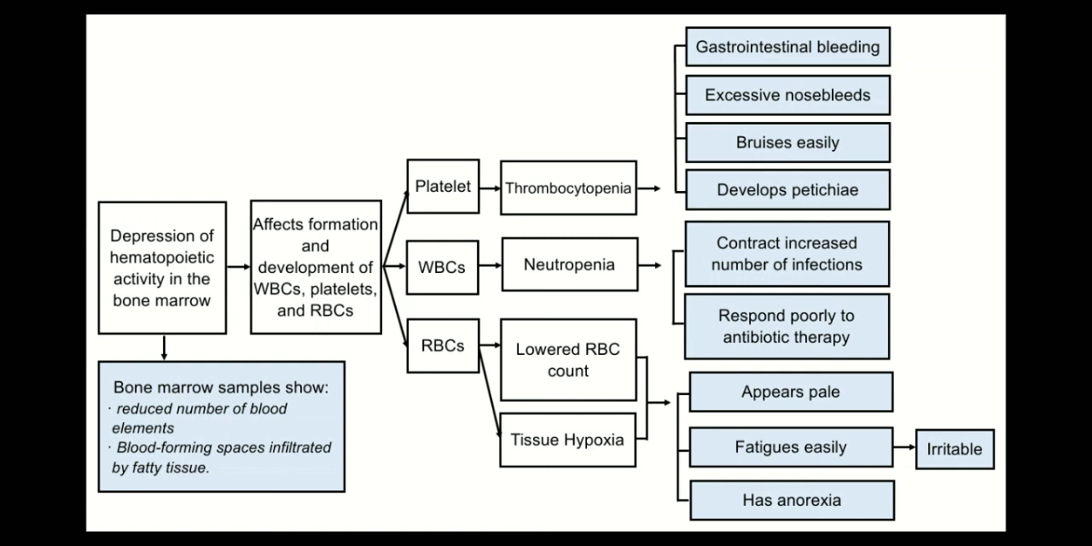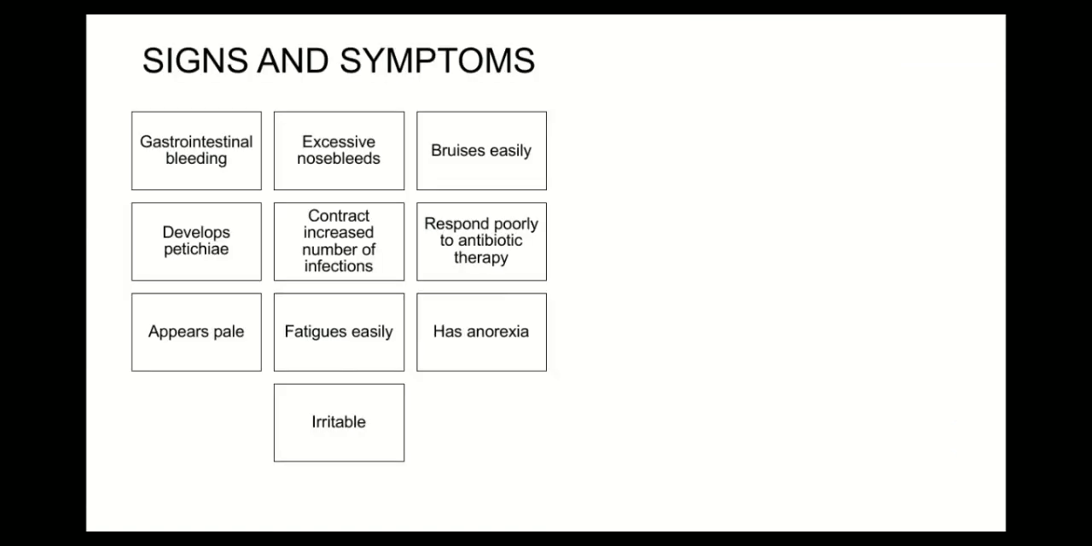So, all those colored boxes are now our signs and symptoms. So, gastrointestinal bleeding, excessive nosebleeds, the child will bruise easily, and so on. So, those are the signs and symptoms of a child having aplastic anemia.